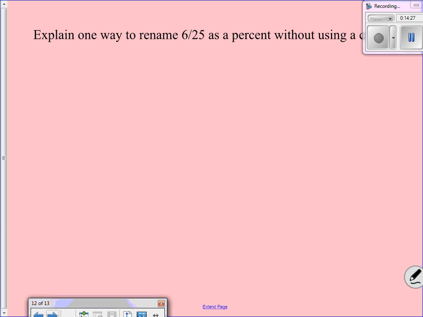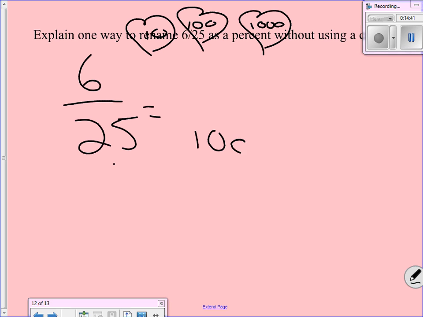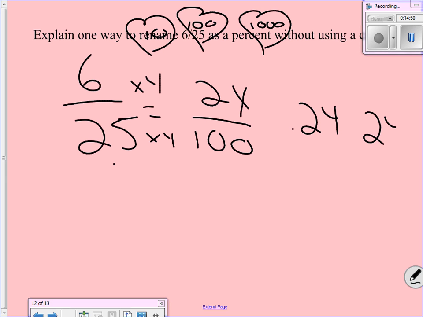Explain one way you could rename 6/25ths. Back to my hearts, right? Got a 10, got 100, got 1,000. This can't go into 10, so I'm putting it into 100. Times 4, times 4 gives me 24, which would be 0.24, which is 24%.